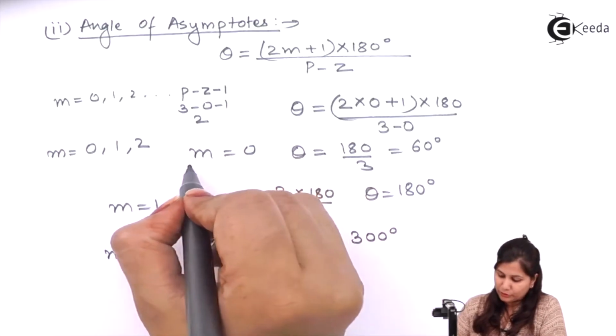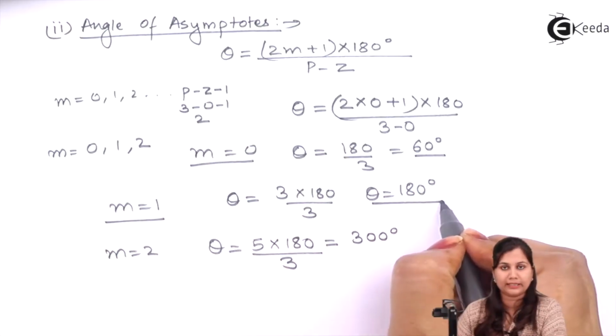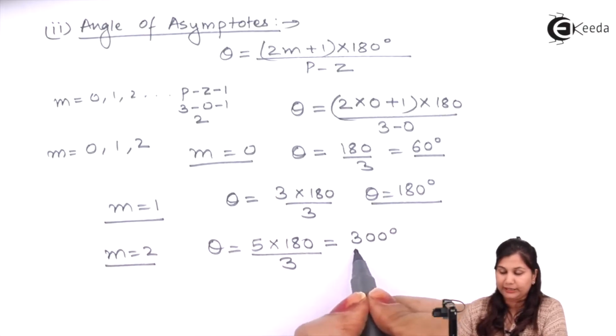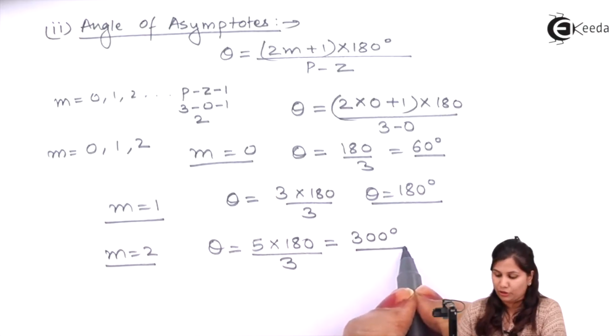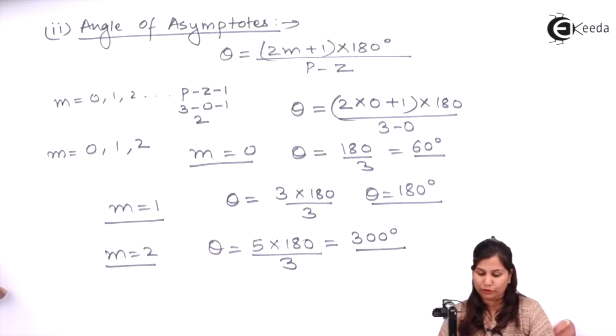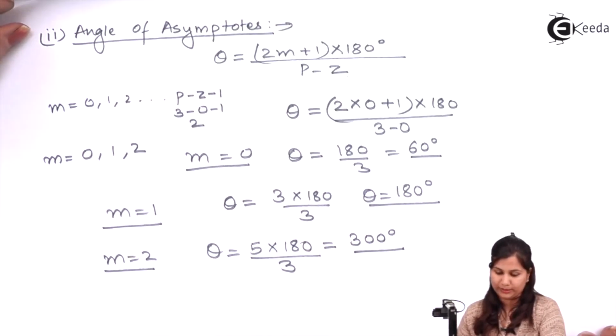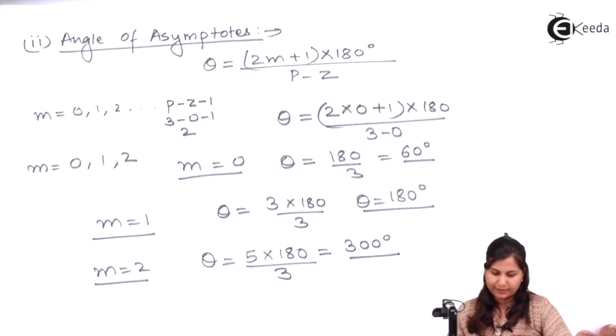So for m equals 0, theta is 60 degrees. For m equals 1, theta is 180 degrees. For m equals 2, theta is 300 degrees. So we have obtained the three angles of the asymptotes for the three branches which we get in the root locus. Now our next step is step number 6.